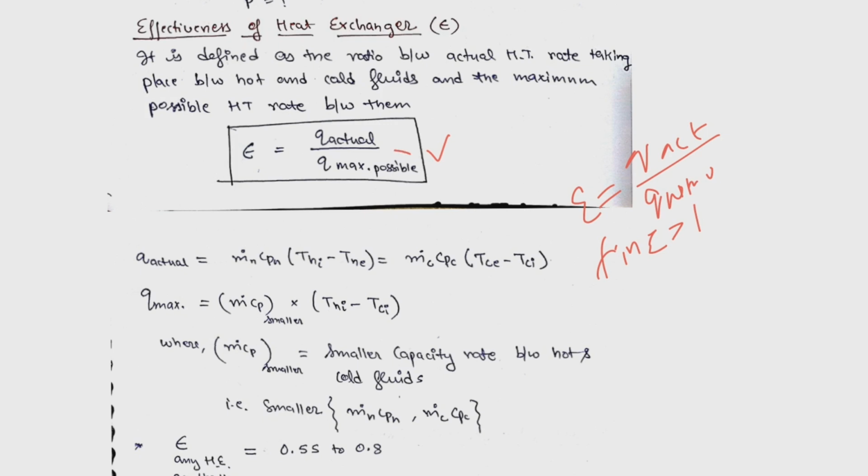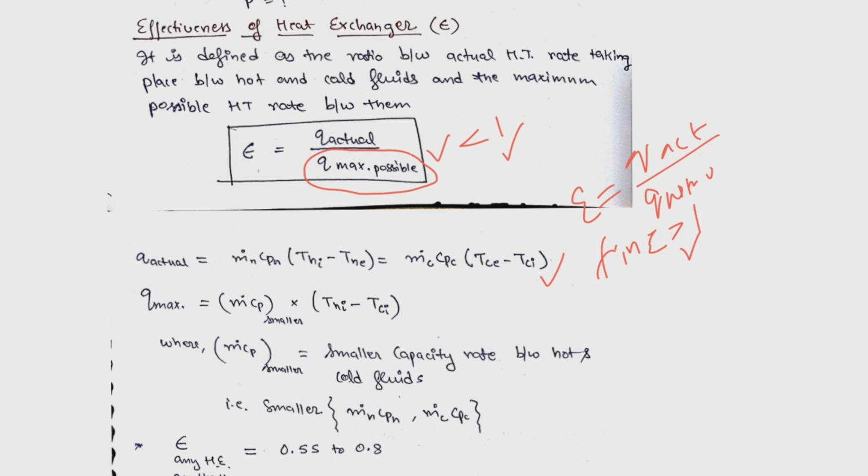Since Q maximum possible is the maximum amount of heat and Q actual should always be less than Q maximum possible, effectiveness is always less than 1 in case of heat exchangers, and in case of fins effectiveness is greater than 1. Q actual is nothing but this formula which we have already seen.